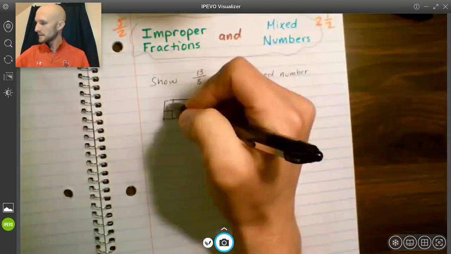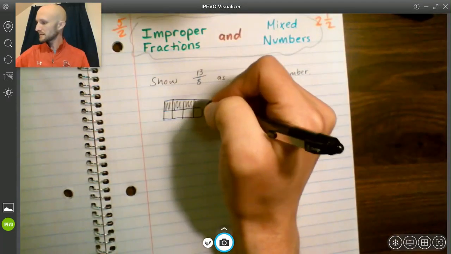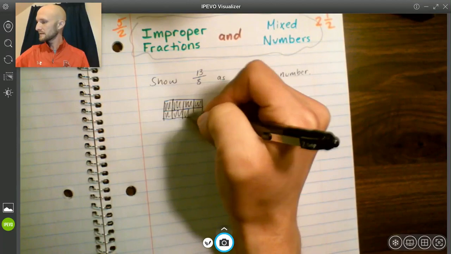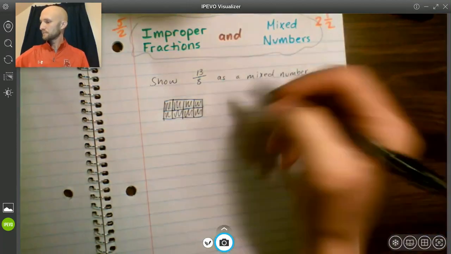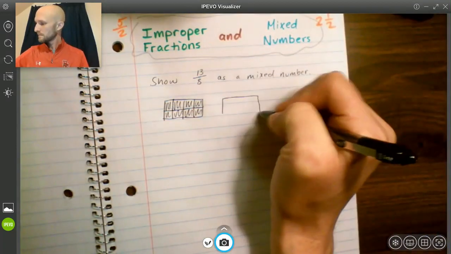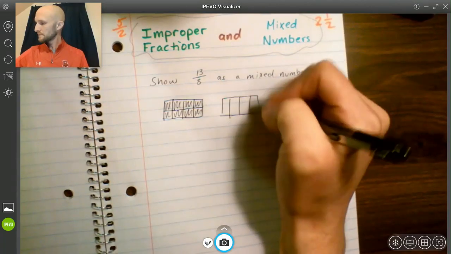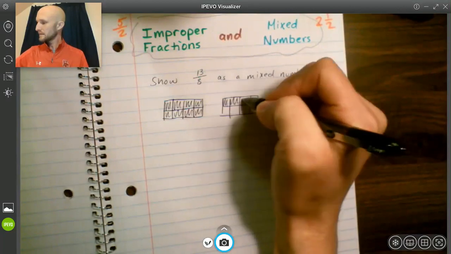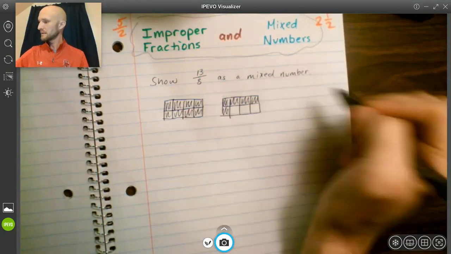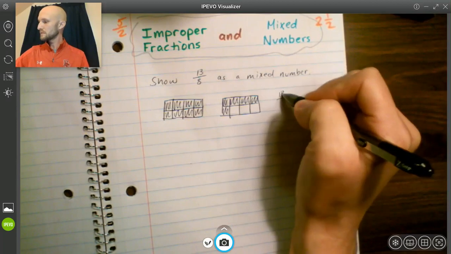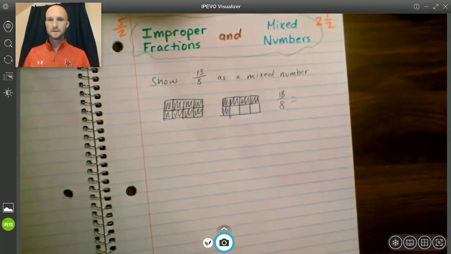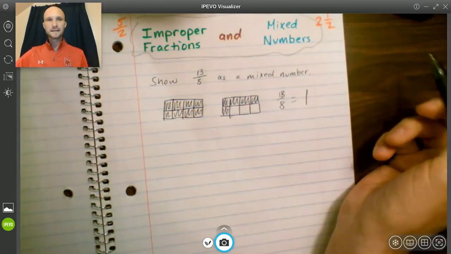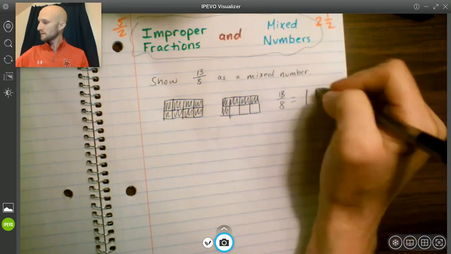There's eighths. So 1/8, 2/8, 3/8, 4/8, 5/8, 6, 7, 8/8. Do it again. Okay. 9, 10, 11, 12, 13. So there's 13 eighths. What do we see there as a whole number? We see 1. What do you see as a proper fraction? 5/8.